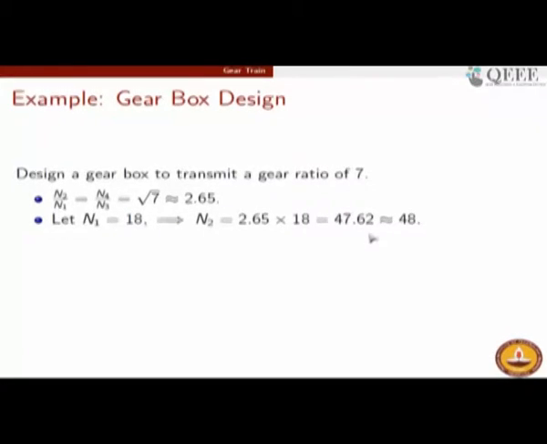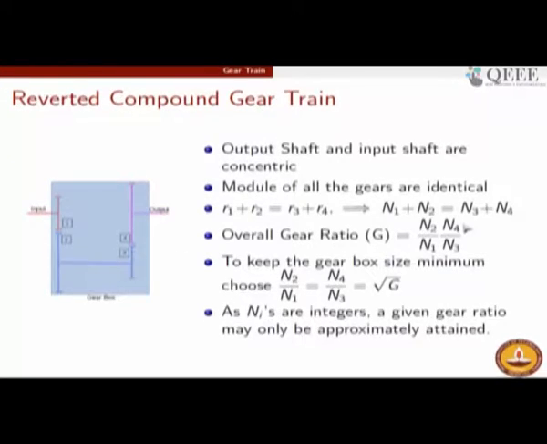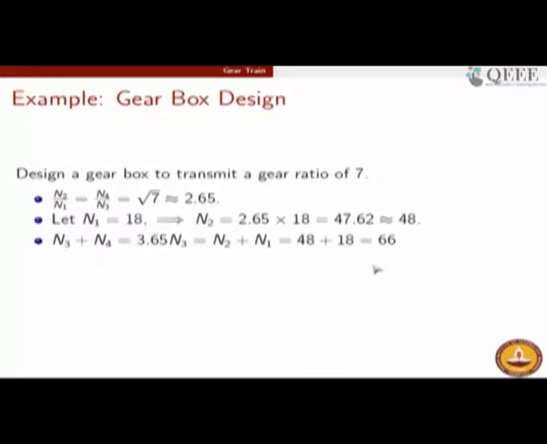But you cannot have 47.62 teeth in any gear. So we choose this N2 to be 48 rather than 47.62. Similarly, as we have derived, N3 plus N4 is N1 plus N2. So N3 plus N4, with N4 being 2.65 times N3, is 3.65 times N3, and that has got to be N2 plus N1. With our choice of N2 as 48 and N1 as 18, this comes out to be 66.